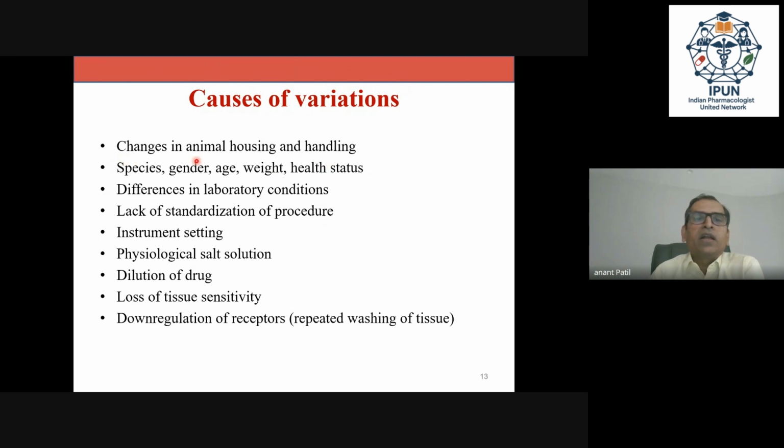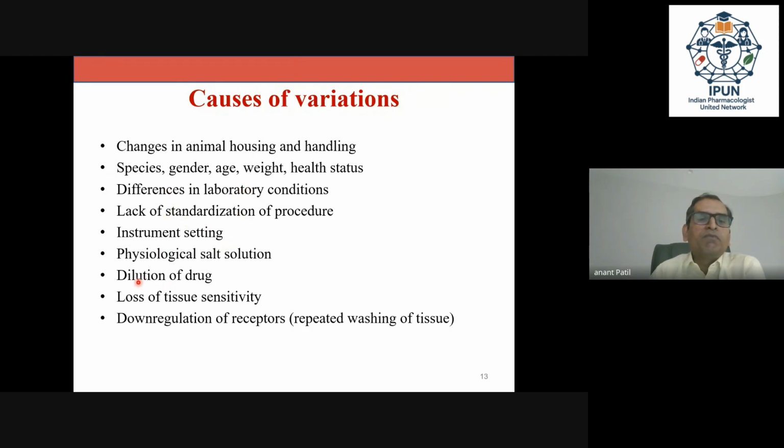Either there's an error in handling the animal or housing of the animal. The animal might not have been fasted. There would be changes because of different species, gender, age, weight, health status. Now I can blame anybody. I can blame the animal house person. I can blame the technician who has helped me to prepare this.